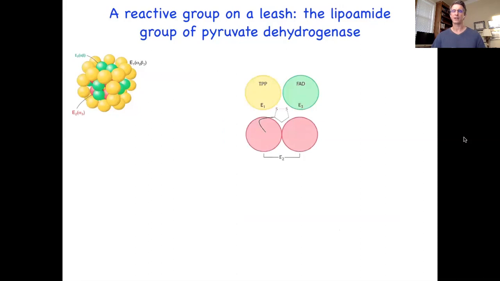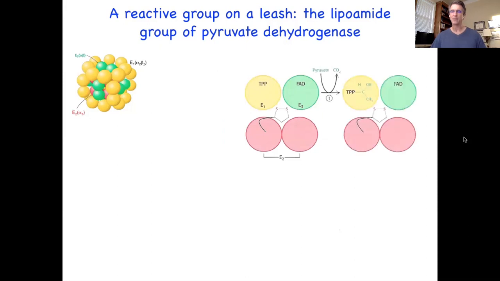Here we are at the beginning of the reaction, ground state of the enzyme. Here's the core of our enzyme. There's the E2 down in the core. Here's the E3, the dihydrolipoamide dehydrogenase, and there's the pyruvate dehydrogenase with some bound TPP in it, ready to go.